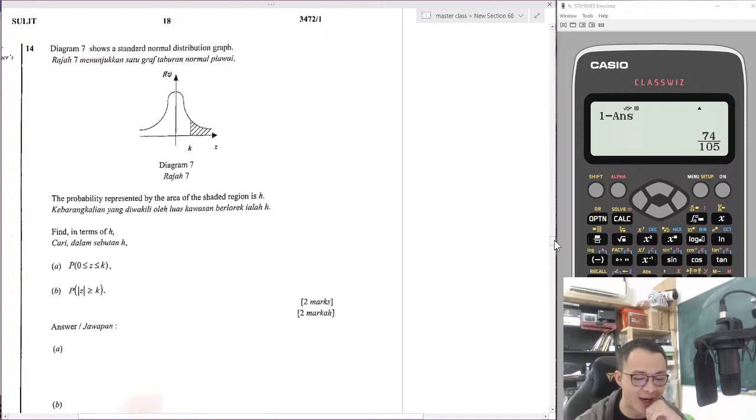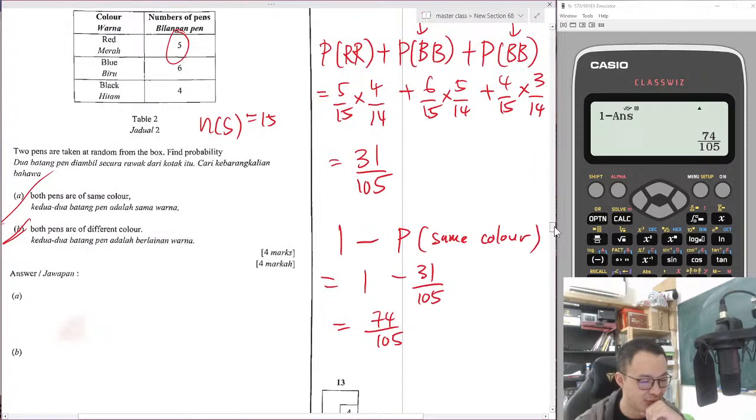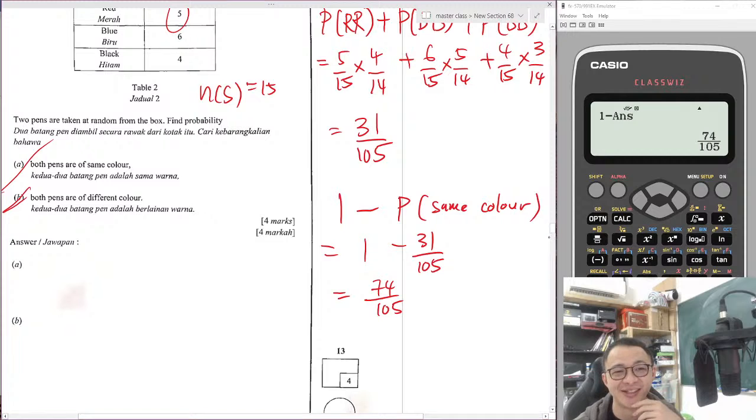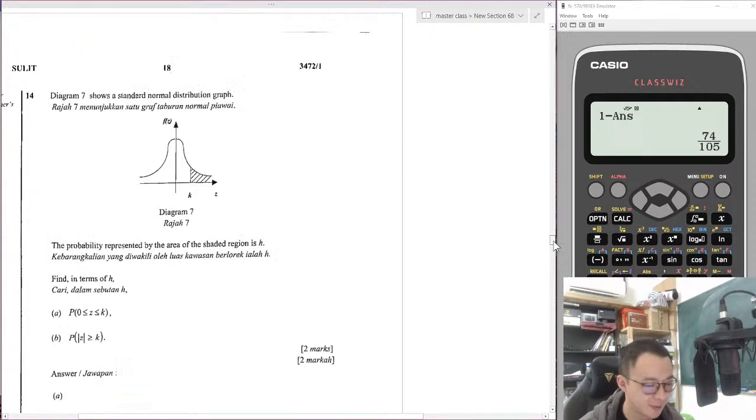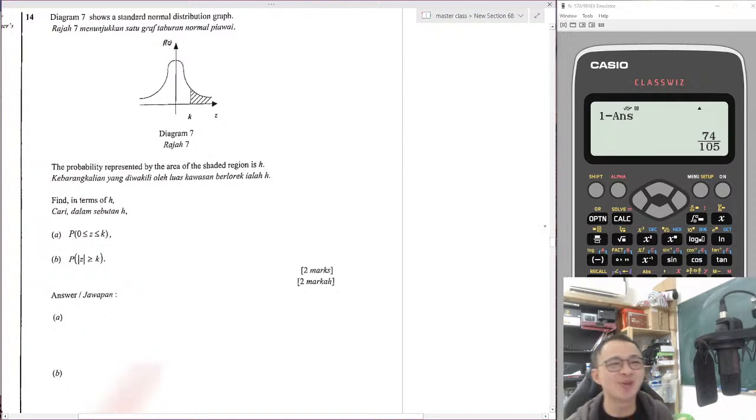So can you explain why A? Why A? Why suddenly why A? I don't understand your question. Maybe some students are still watching the previous question. I'm not sure.